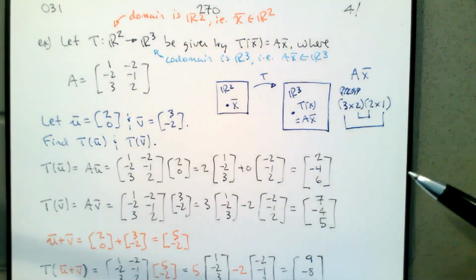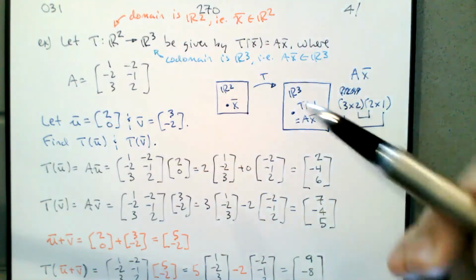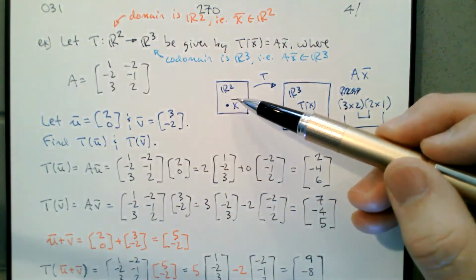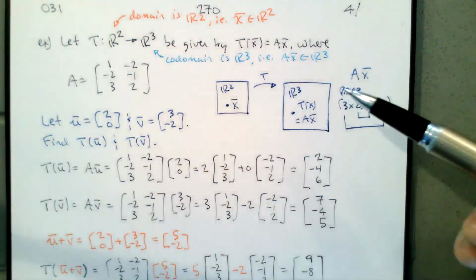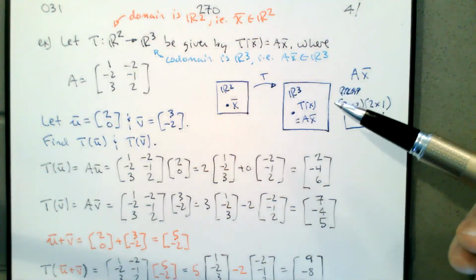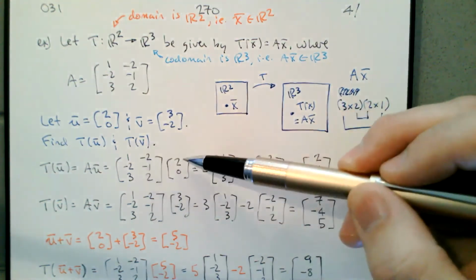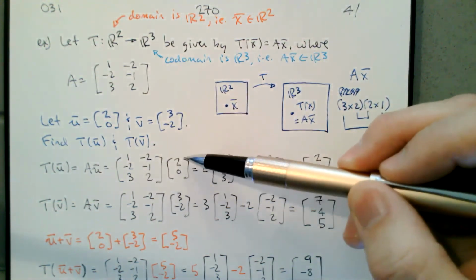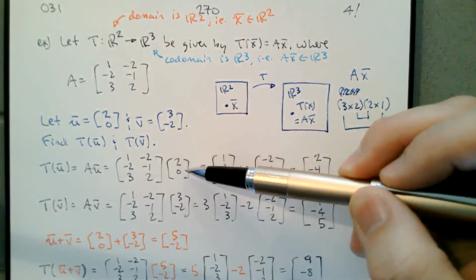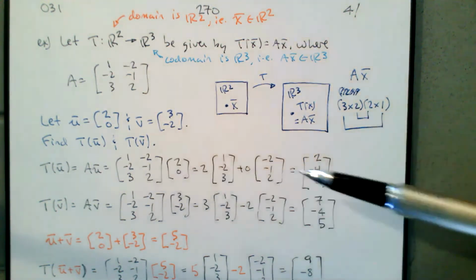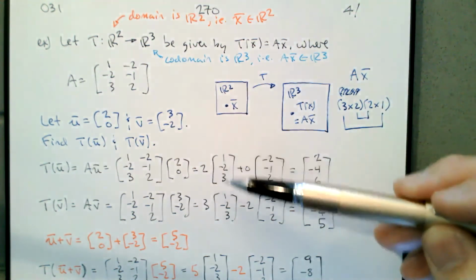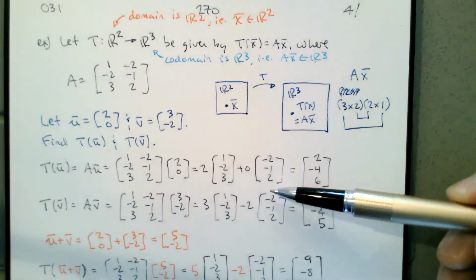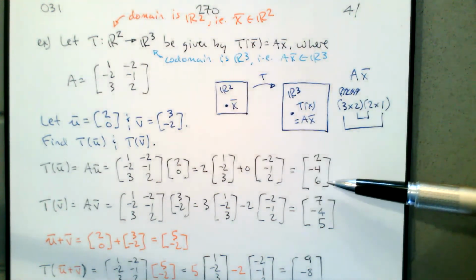Let's just look at some examples. Let's suppose that u is the vector (2, 0), and v is the vector (3, -2). So a couple of vectors in R2, and we're going to apply the map and find out what their images are in R3. To do that, we just do multiplication. T of u is A times u. So here we are multiplying A times the vector (2, 0). That means take 2 of the first column of A and 0 of the second column of A. We're looking at matrix multiplication and thinking of it in terms of linear combinations. So 2 times the first column of A plus 0 times the second column of A, and we get (2, -4, 6).